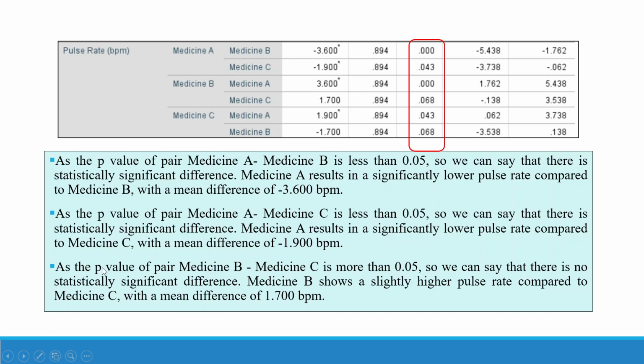Now, B with C, the difference is 1.7. This means that the pulse rate of those patients using medicine B would be higher. As the p-value of the pair medicine B and medicine C is more than 0.05, it means that we can say that there is no statistically significant difference. Difference is there, but it is not so large or not so significant. Medicine B shows a slightly higher pulse rate compared to medicine C, with a mean difference of 1.7.